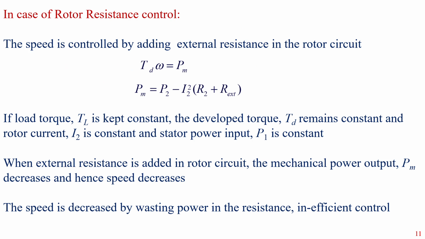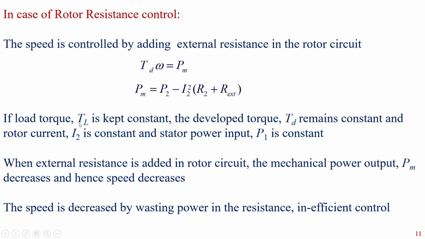In case of rotor resistance control, the speed is controlled by adding external resistance in the rotor circuit. The relation between torque, speed, and mechanical power output can be given as TD times omega equals Pm. The mechanical power output Pm equals the rotor input minus the rotor copper loss. R2 is the rotor resistance, Rext is the external resistance.